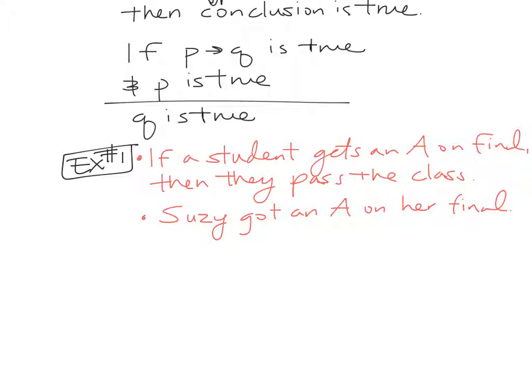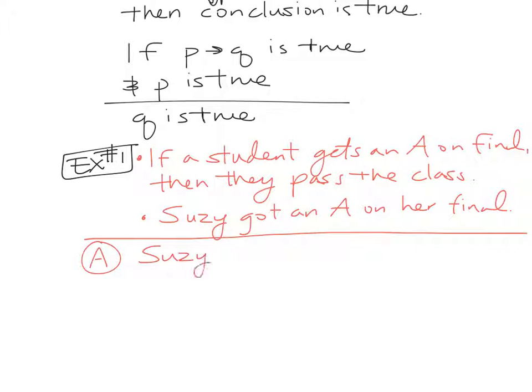Susie got an A on her final. The question is, what do you conclude from that? That she passed the class. Susie passed the class. So this is what you're going to be given. Your answer is Susie passed the class.